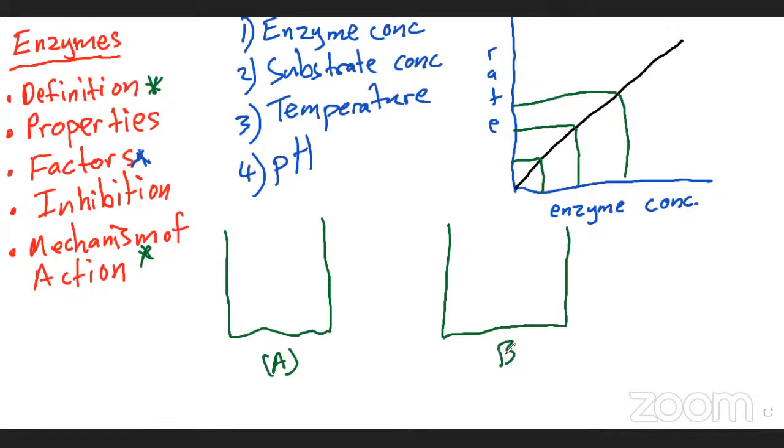So remember now, with this graph, your substrate concentration must stay constant, but we are increasing the concentration of the enzyme. So let us say we have three substrate molecules. So these are the substrates in the container. Three substrates in each of them. So the substrate concentration must stay constant. Now for the enzyme concentration, I'm going to put two enzymes in this container.